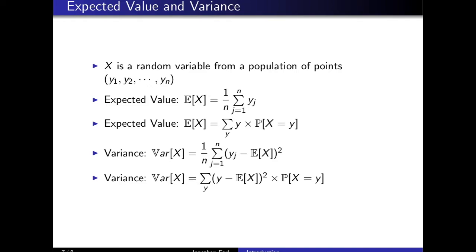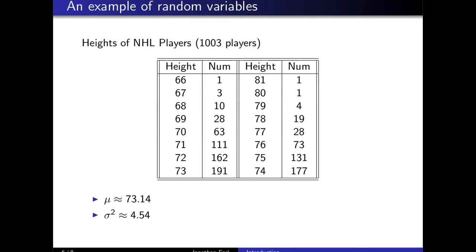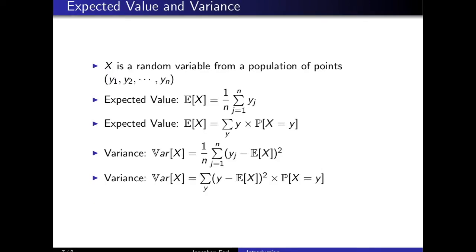So we would take 1 over n and sum up all of the values in the population. So we'd have one 66, we would have three 67s, we would have ten 68s, and so on. We'd sum up all of those values, we'd take the average, that would be the expected value for our random variable. Another way that we could put it is we could look at just the probability of each of the distinct values.